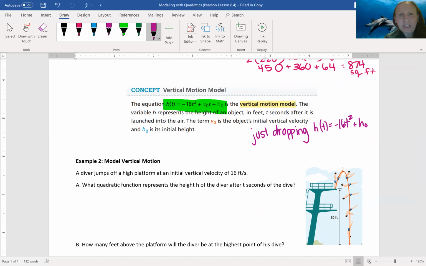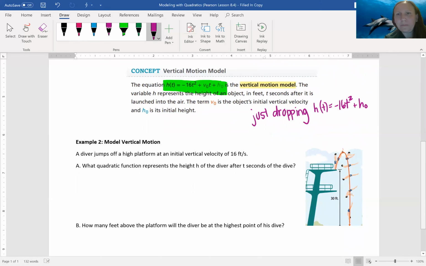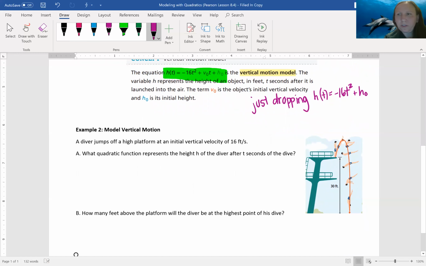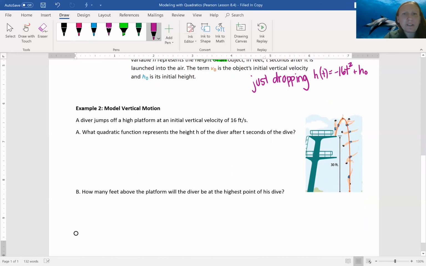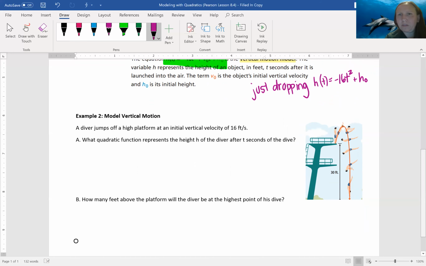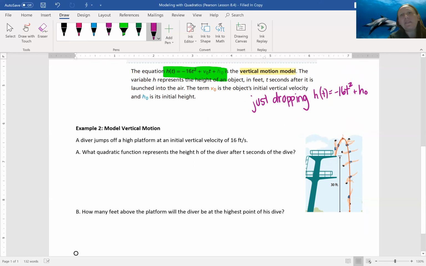We have a diver standing on a platform, who jumps off with an initial velocity of 16 feet per second. So it wants us to first write a quadratic function that represents the height of the diver after t seconds of the dive. I'm going to scroll just a tad bit up so I can still see my vertical motion model there. Okay, so for this one, we're going to start with h of t.